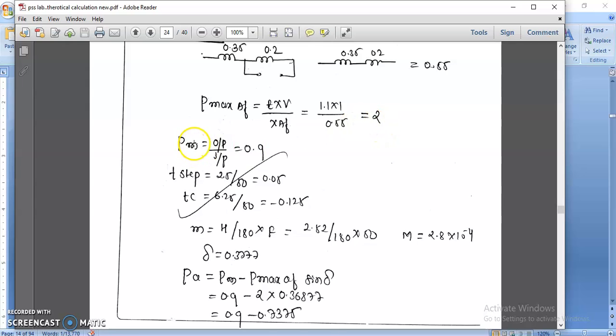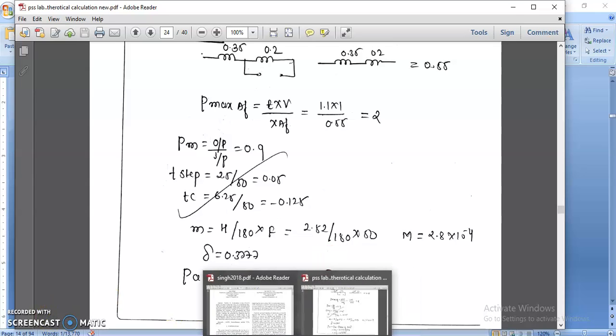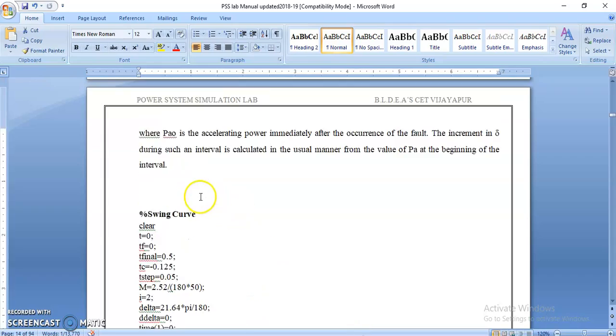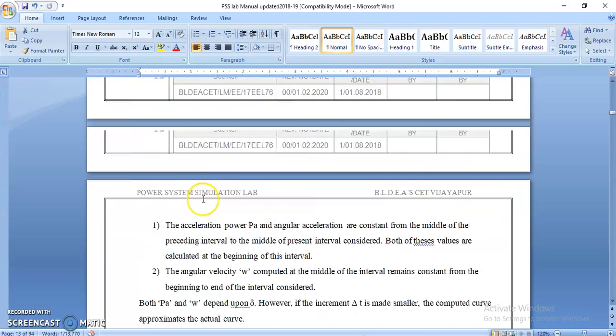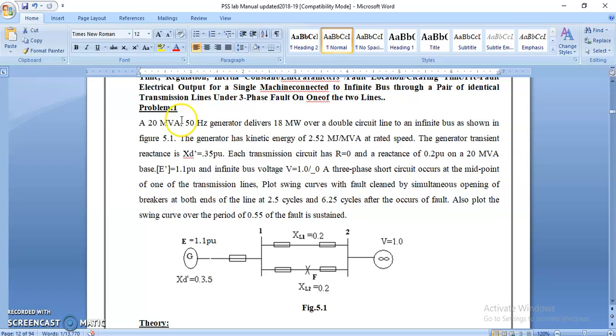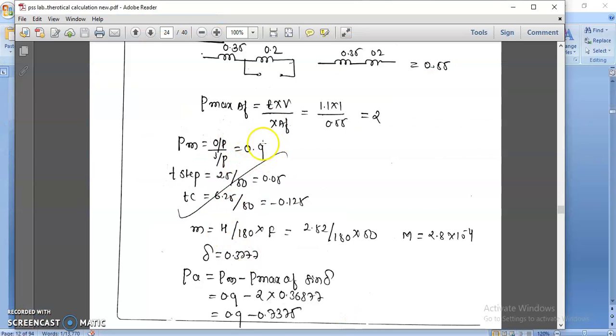So now in the problem, in the formula itself, total power we are getting, output by input they have specified. So how much power are we getting here, you can check. In this program they have given 50 hertz, delivers 18 megawatt. Actually here 18 megawatt and a 20 MVA generator is there. So 18 by 20, if you do, you will get the value of 0.9.